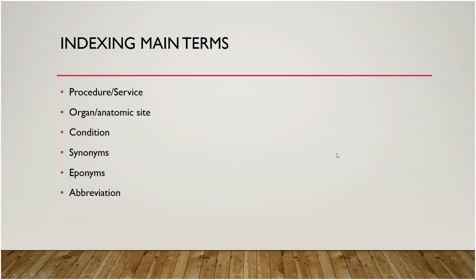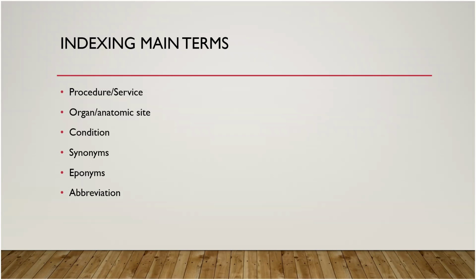So, indexing your main terms. You're going to look at procedures, services, your organ, your anatomic site, your conditions, your synonyms, your eponyms, and your abbreviations, in the order that it's listed before the alphabetic index in your CPT. That's where you start. You start with your procedure, your service type. If it's not listed there, then you go to your organ, your anatomic site, your condition, your synonyms, and so forth. This is different than ICD-10.